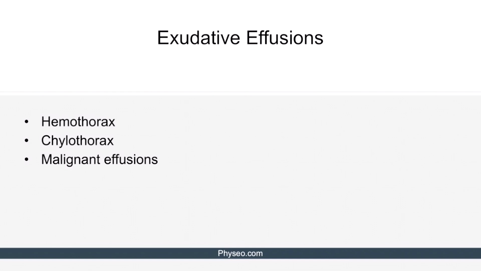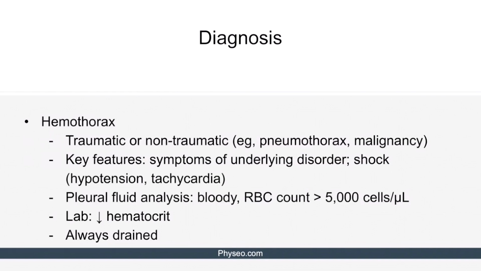All right, moving on, for the next couple of slides, we're going to discuss specific etiologies of exudative pleural effusions. These include hemothorax, chylothorax, and malignant effusions. Let's first discuss hemothorax. Hemothorax, as the name suggests, is the presence of blood in the pleural space. This can be due to traumatic or non-traumatic causes. Non-traumatic causes include pneumothorax and malignancy.